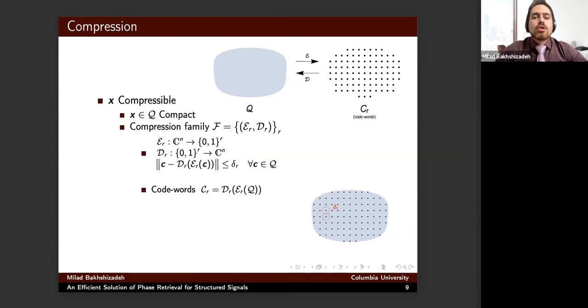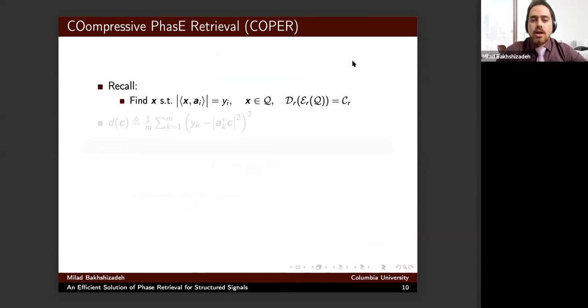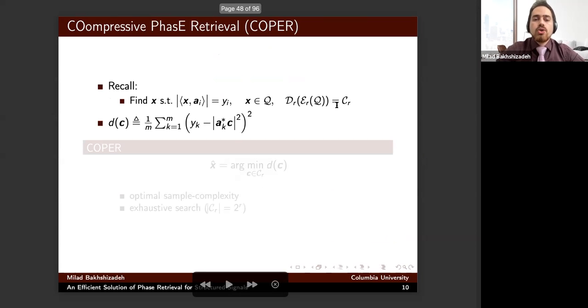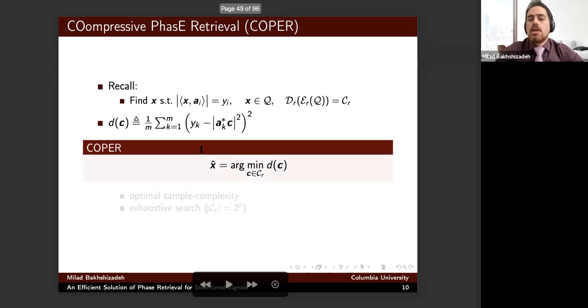Okay, great. Recall that we are interested in solving the phase retrieval problem, which means we have y1 to yn as our measurements, and we are interested in estimating the signal x. We assume x is compressible, and we are given a compression family with a set of decoder and encoder and the codewords C_R, which were introduced. A usual way to solve this problem is to define a cost function as the following. This cost function measures the discrepancy of the measurements at a candidate signal c from our true measurements. By minimizing this cost function, we can have an estimation of the signal.